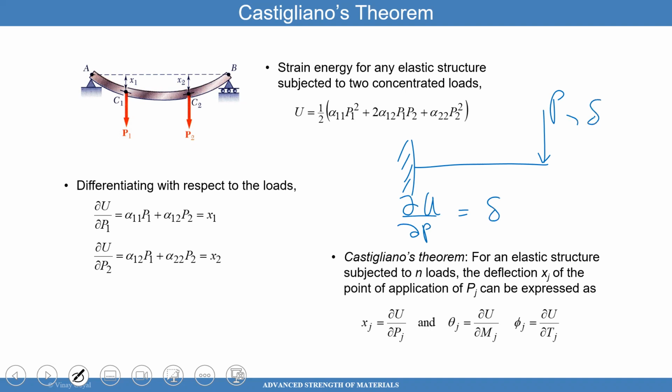So if you can calculate strain energy in terms of the load P that was applied, then if you take the derivative of U, the energy, with respect to P, you get the deflection at that location that you're looking at. Is that clear what I said or not? It'll become more clear when I actually do an example.